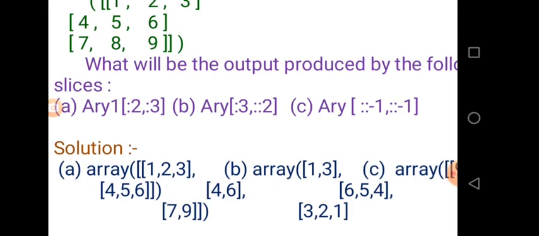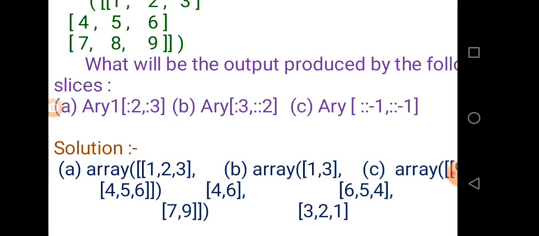If the start value is not given, it means that it is by default 0. If the step value is not given, it means that by default its increment or decrement is 1. And if the end value is not given, that means all rows and columns will be selected. For rows all rows will be selected, and for columns all columns will be selected.